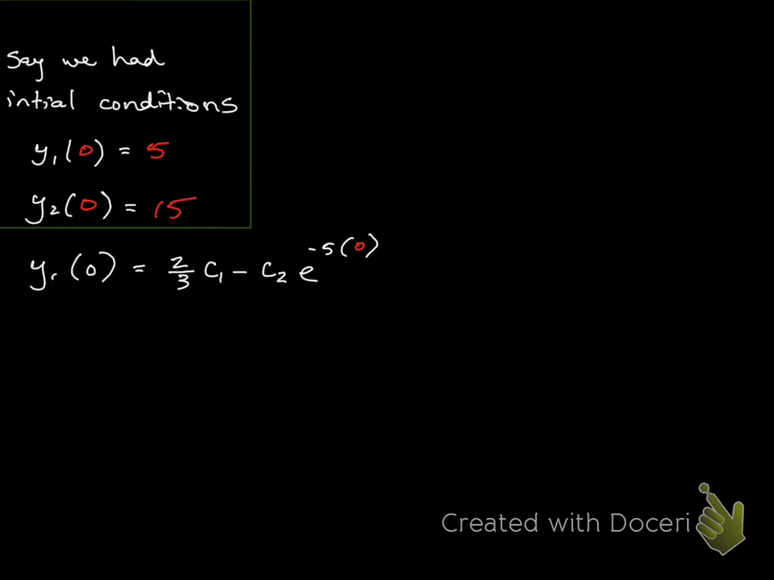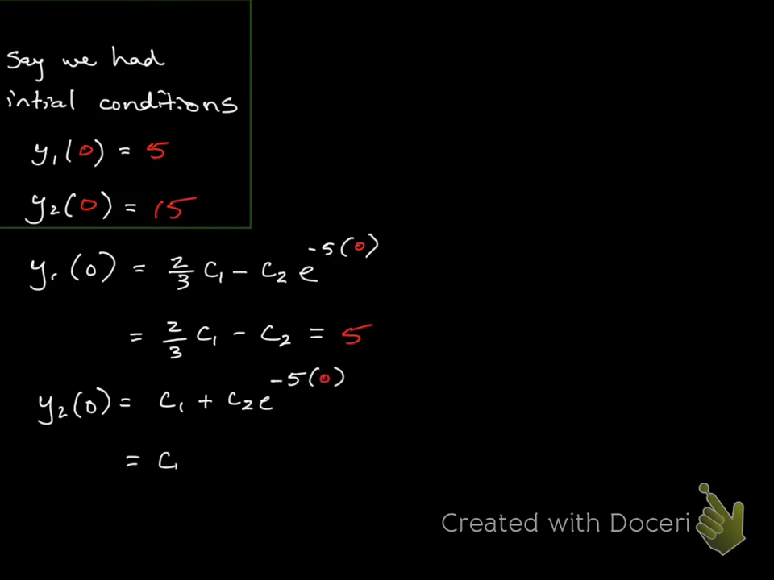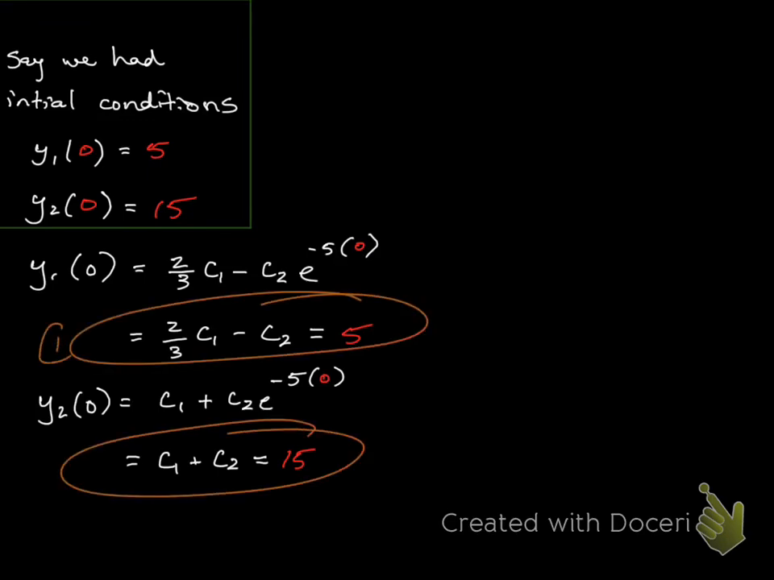There's only one t right in y1. 2/3 C1 minus C2 e to the minus 5 times 0. Well, e to the 0 is just 1. That's 2/3 C1 minus C2. That should all be equal to 5. And I do the same thing for y2. C1 plus C2 e to the minus 5 times 0 is C1 plus C2, and that should be 15. Okay, what I've got there are two equations with two unknowns. Equation 1, equation 2. Two unknowns, C1 and C2. I just need to solve for those.